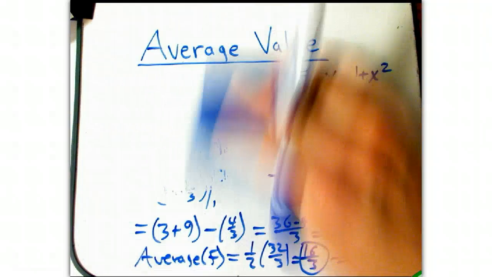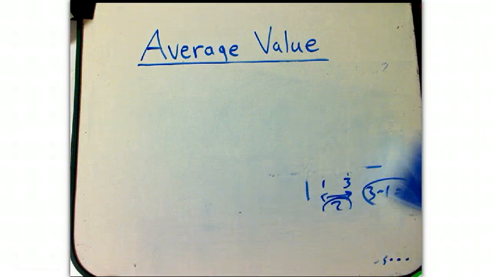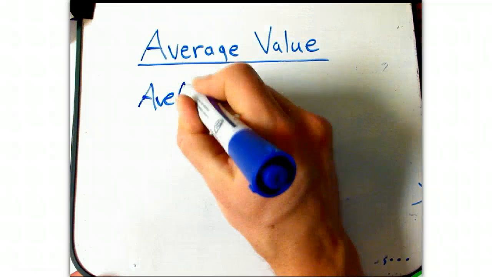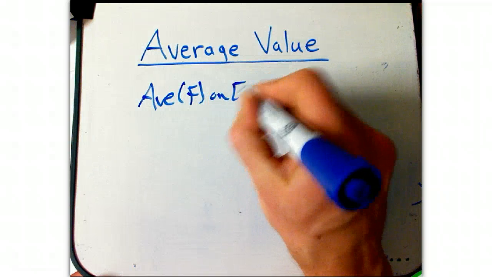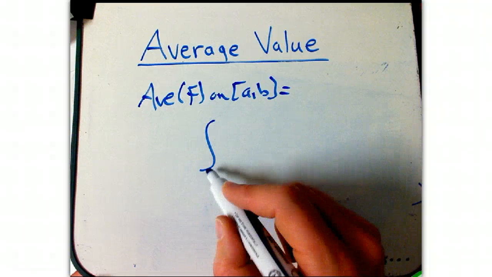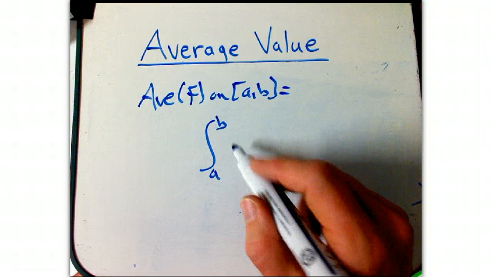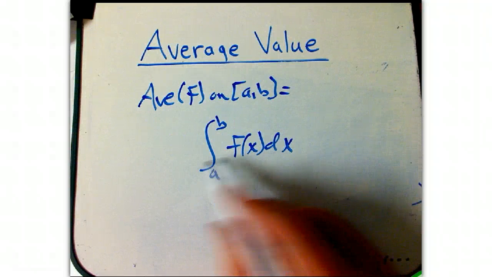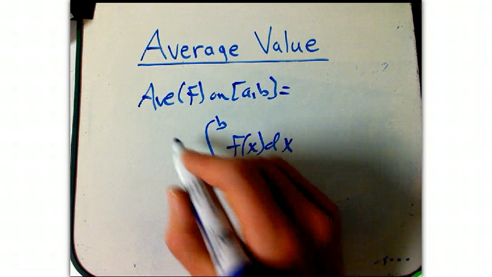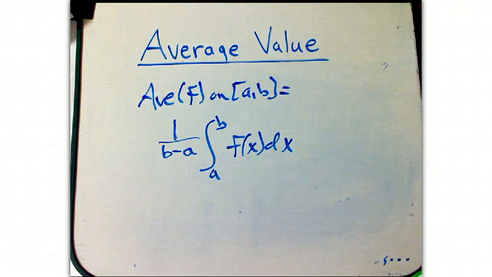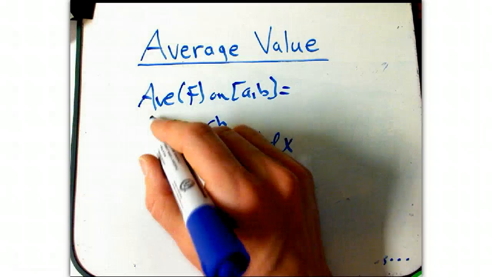So the upshot is that we've got a formula for the average value of f on an interval a, b. You take the area, which seems, I think, like a more sophisticated concept, but it's where the fundamental theorem applies, and then you divide by the width of the interval. That's just b minus a. And so that's our formula.